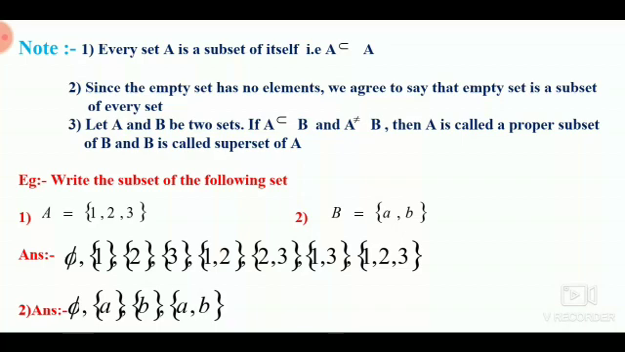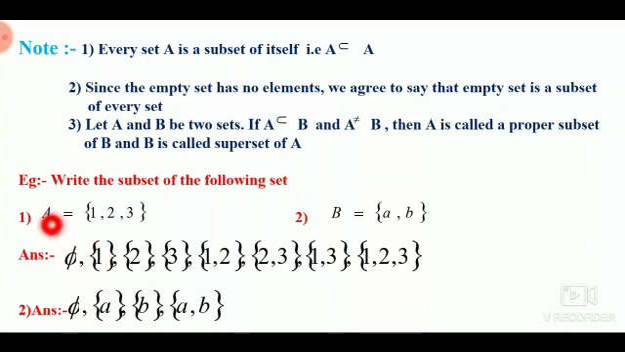Dear students, let me take one example. Write the subsets of the following set. Dear students, one set is given to us. A is equal to the set containing the elements 1, 2, 3. We have to write all possible subsets of a given set A. As per the note, as I just now told you, the empty set is always a subset of any given set. Therefore, the empty set is a subset of any given set. Therefore, this is one subset of the given set A.